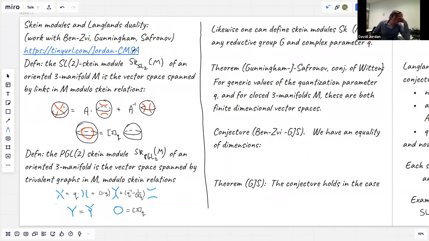Basic definition. A skein module is a very elementary kind of invariant of a three manifold. The first and most well-studied one is the SL2 skein module of an oriented three manifold M. This is actually just a vector space spanned by links that are drawn on the interior of M, subject to certain relations. So we populate a vector space with arbitrary links that we draw in the three manifold, and then we impose certain relations. These relations depend on a complex parameter A, which here is just some complex number.